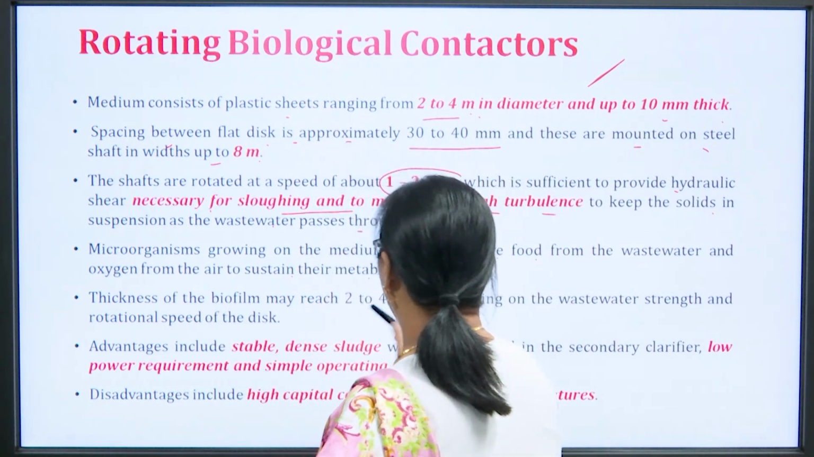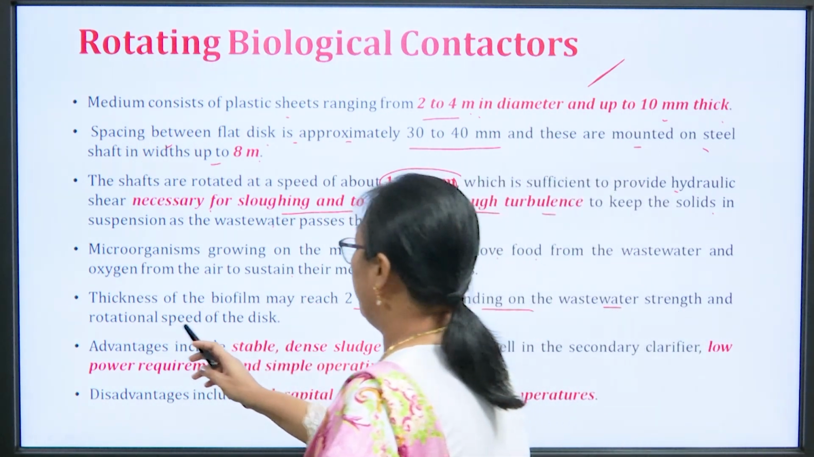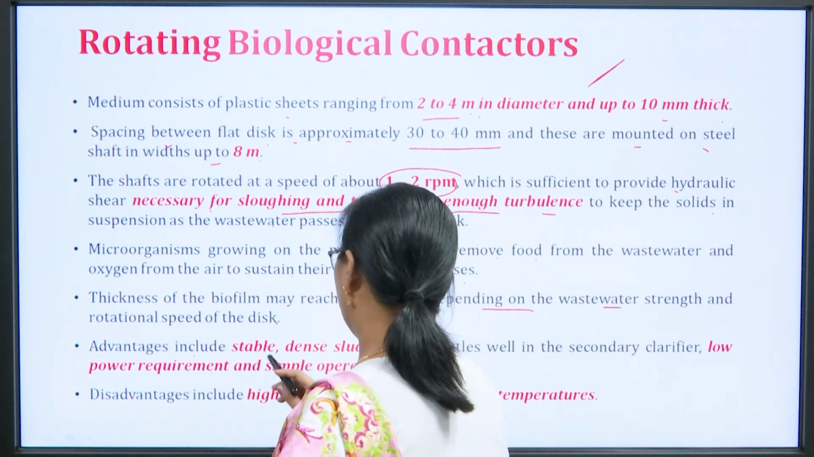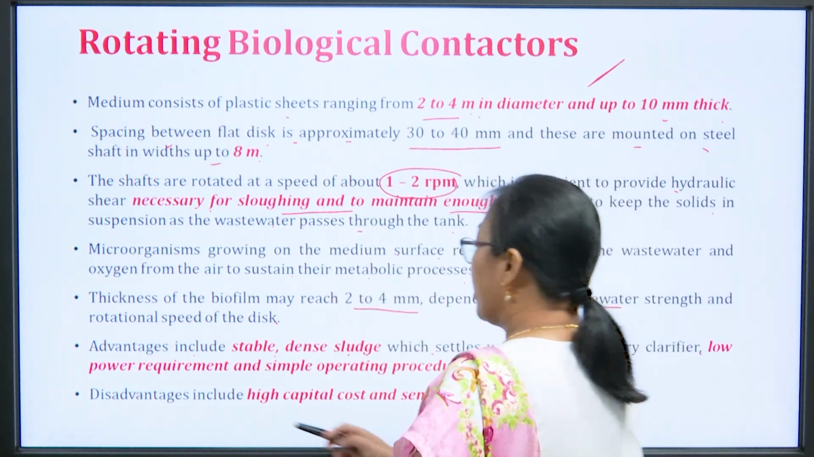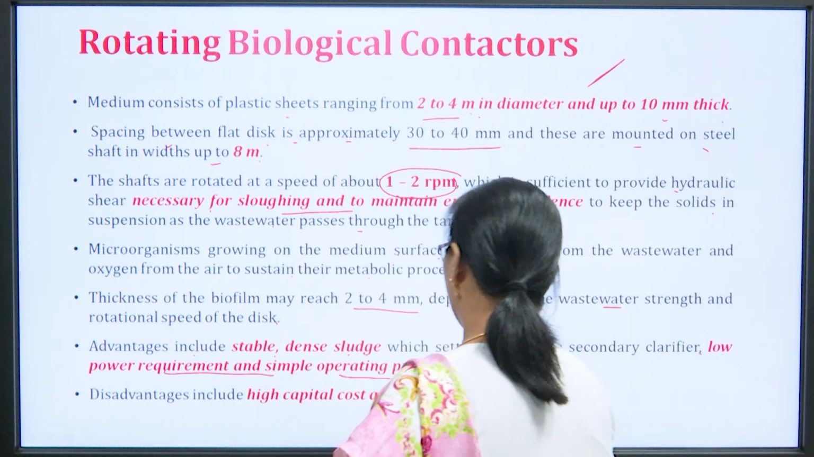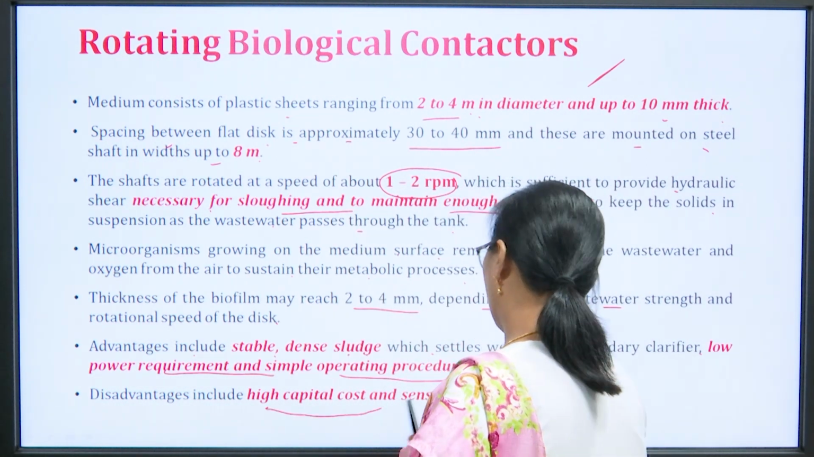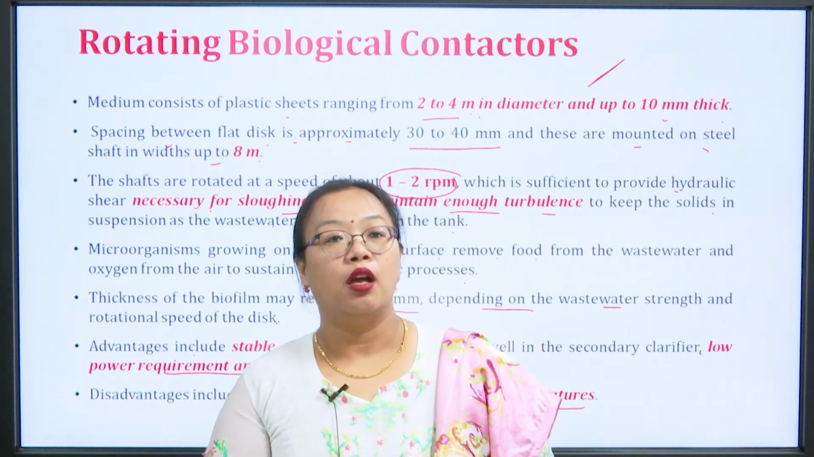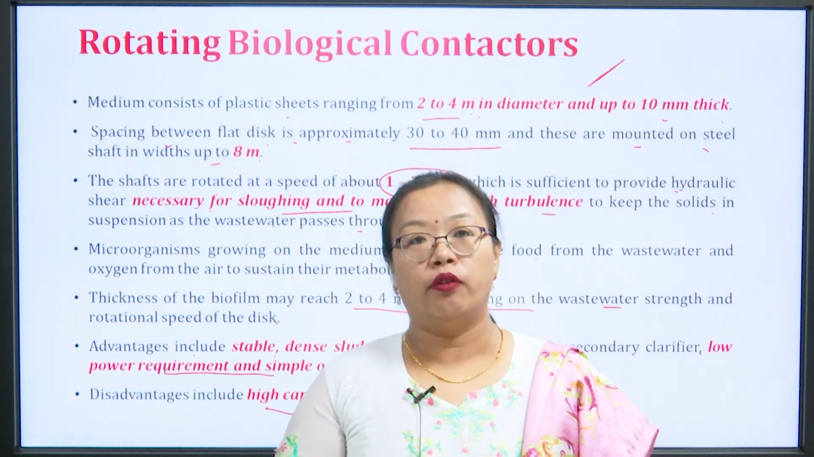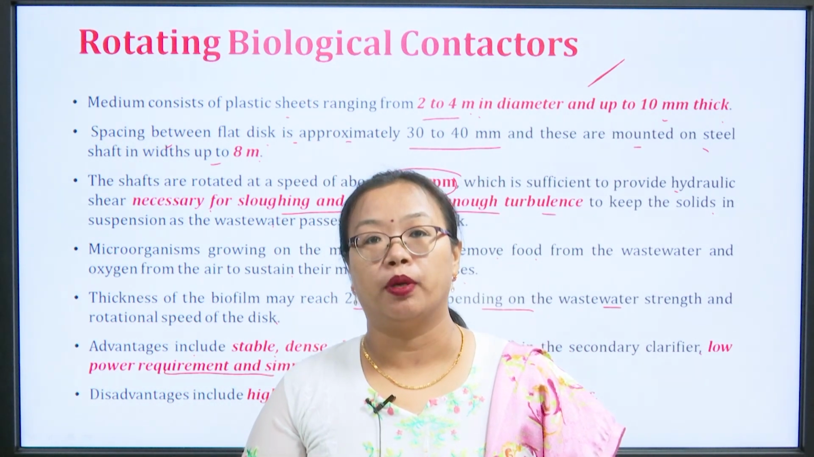Thickness of the biofilm varies up to 2 to 4 mm depending on the wastewater strength and rotational speed of the disc. Advantages include stable dense sludge which settles well in the secondary clarifier, low power requirement and simple operating procedures, right. Disadvantages include high capital cost and sensitivity to temperatures. For all biological systems temperature is going to be a problem, right.